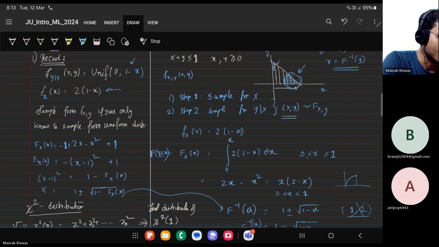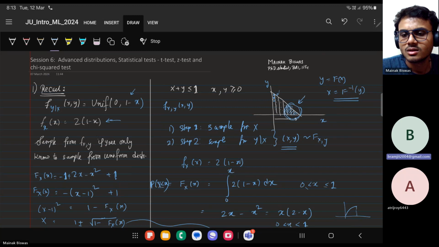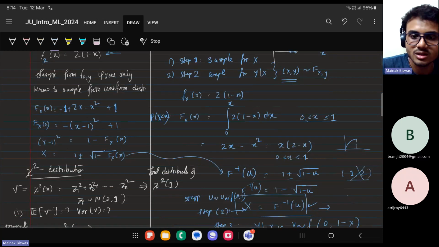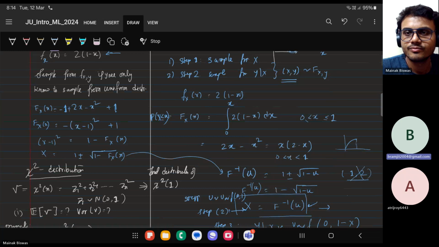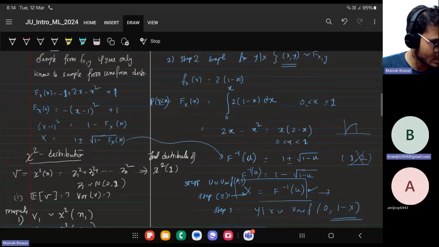Correct. So now how do you find the inverse? You find the inverse by making x the subject, expressing x in terms of y. That is what I did just now. X equals 1 plus minus root of 1 minus Fx, that expression. Now that is your f inverse.